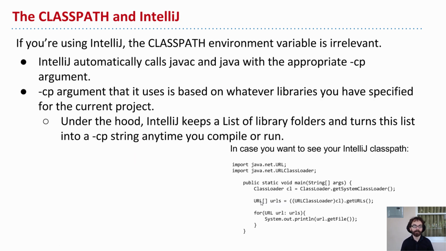Okay. And just as an aside, if you happen to be using IntelliJ, the class path environment variable that we have is just irrelevant, right? Whatever the operating system gives you doesn't matter. IntelliJ will instead automatically call javac and java with the appropriate -cp argument. How does IntelliJ know what to do? Well, it just looks at whatever libraries you specified, because when you import a project, you click all those things over and over and over. That's going to make a list of every single library folder. And then anytime you try and compile or run, it transforms that list into a string suitable for -cp. And so if you're running IntelliJ and you want to know what your class path actually is, the thing that's passed along, you can use this right here. But I'm not going to talk about it in lecture.